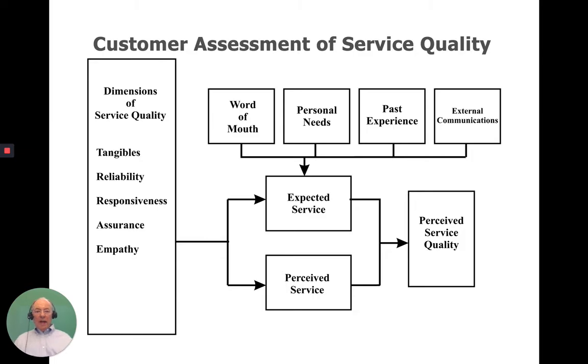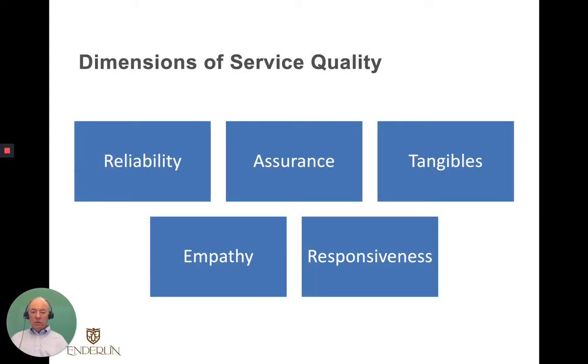So when we go back and look at the assessment of things, we already have discussed the expected service, word of mouth, personal needs, past experience, external communications. Now we're talking about the perceived service, and then ultimately the perceived service quality. So we're going to be talking about the 5 dimensions: tangibility, reliability, responsiveness, assurance, and empathy. Those are the key measurement aspects, or dimensions, if you will, of service quality.